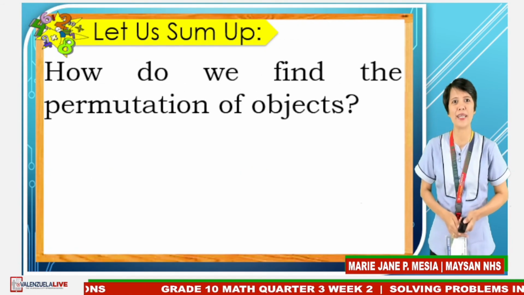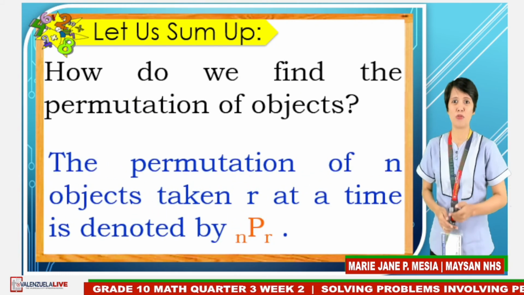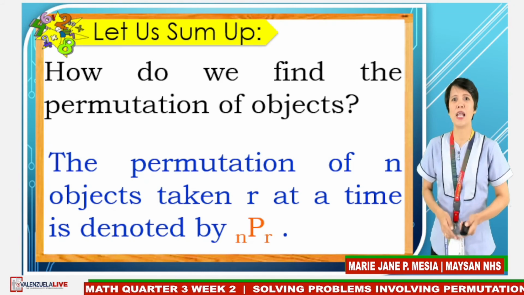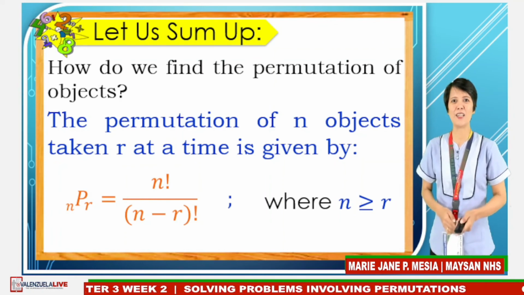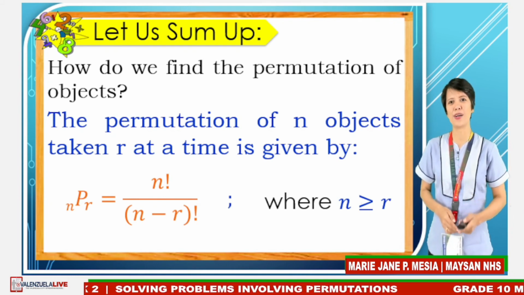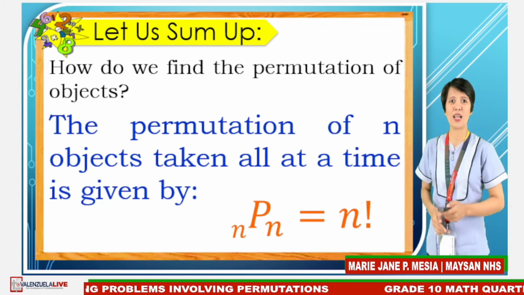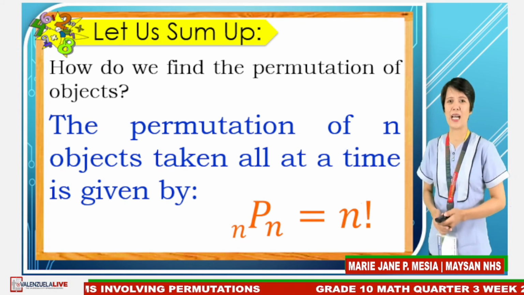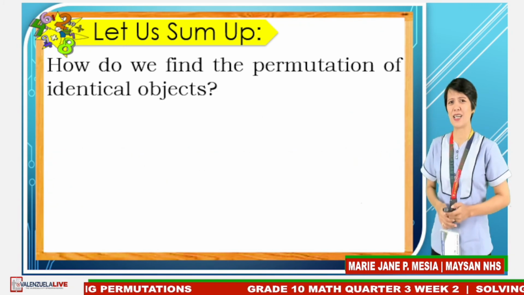So how do we find the permutation of objects? The permutation of n objects taken r at a time is denoted by n permute r, and is given by n permute r is equal to n factorial divided by the quantity of n minus r factorial, where n is greater than or equal to r. The permutation of n objects taken all at a time is given by n permute n is equal to n factorial.